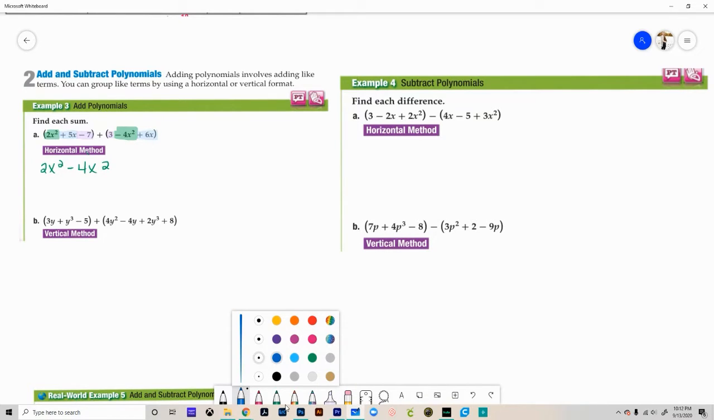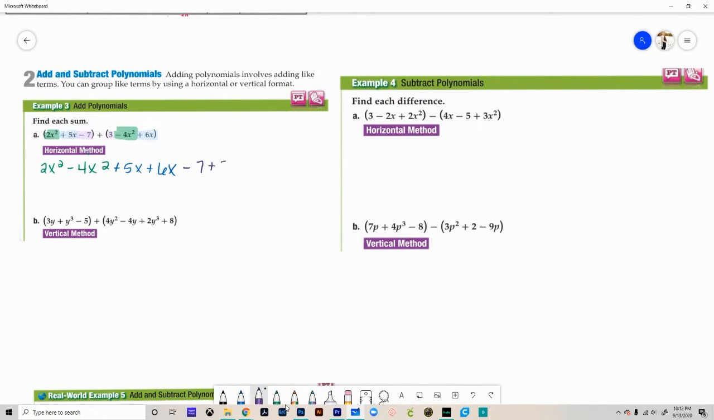I'm a little excessive. So now I've got plus 5x plus 6x. And then my last one, it's more purple. So I had that one, and then I've got a negative 7 plus 3. So all in all, let's just finish this out with a good rainbow of all of these.